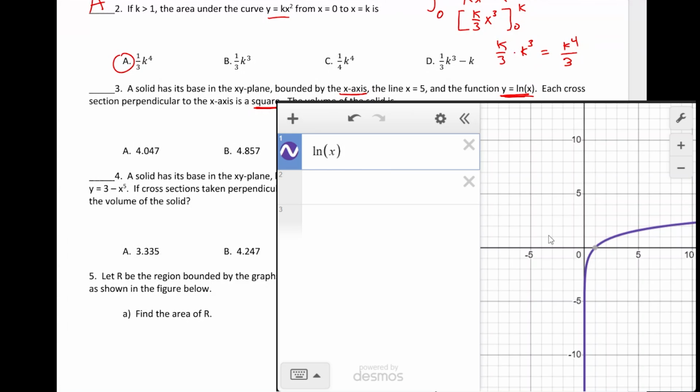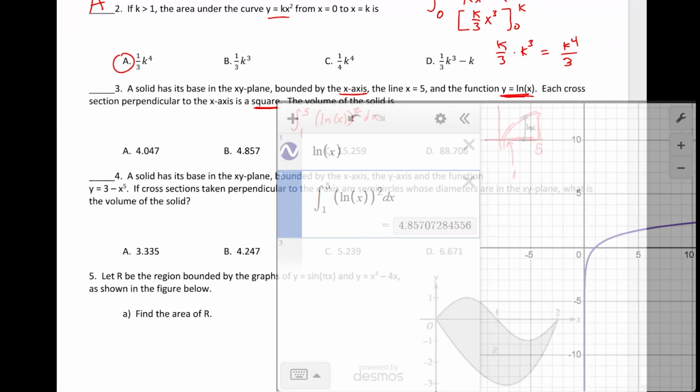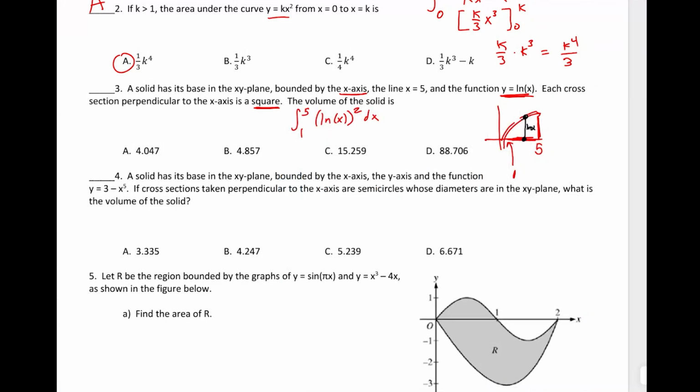So yeah, we're going from 1 to 5, and so we just need to type that in. We're going to take the integral from 1 to 5 of natural log of x squared dx. If you feel uncomfortable about the lack of parentheses here, you're welcome to throw that in there, but as you can see, it doesn't change your answer. We get 4.857. Okay, so our answer is B.